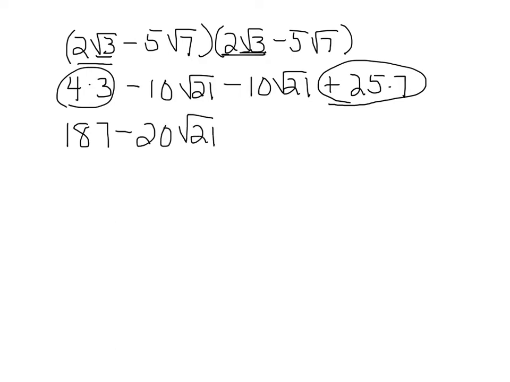It's just like combining like terms. We add the coefficients, negative 10 and negative 10, and the radicals at this point, in this situation, stay the same. It's exactly the same as we've done in the past.